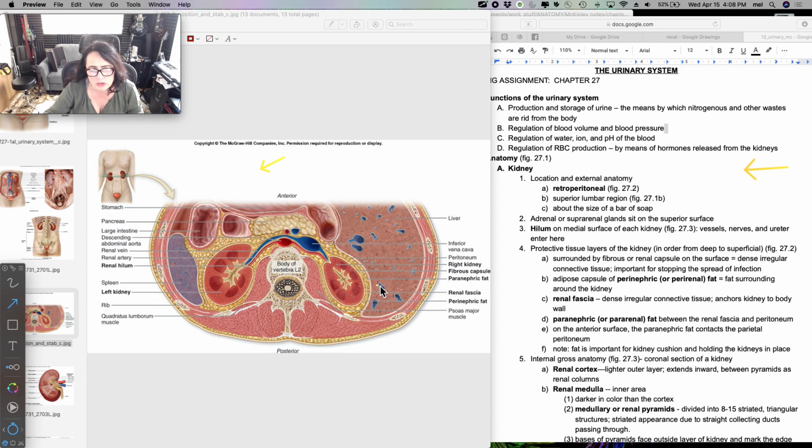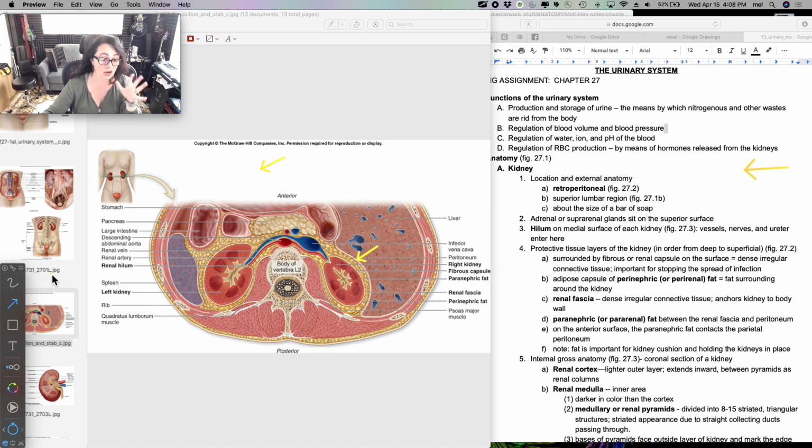And what I want to show you is the peritoneum right here. This is the parietal peritoneum, and the kidneys are behind the parietal peritoneum with a couple of layers of fat actually packing them back there. So they are retroperitoneal, and we'll come back and look at this picture in a minute.